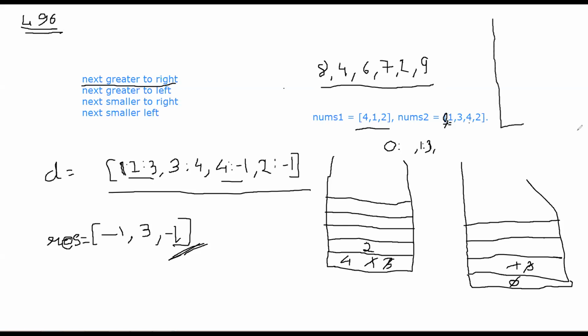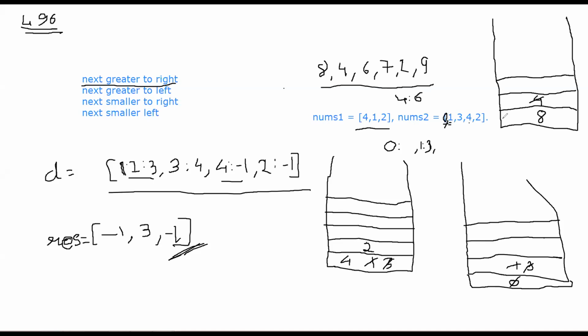So the approach will be similar. I'll make a stack. I'll push in 8 here. Now I'll move to 4. I'll check if 4 is greater than 8 or not. It's not greater than 8, so I'll push in 4. Now I'll go to 6. My top is at 4 now, so I'll check 6 with the top. You can see that 6 is greater than 4. So I'll pop this out, and for 4, I'll give the value 6.